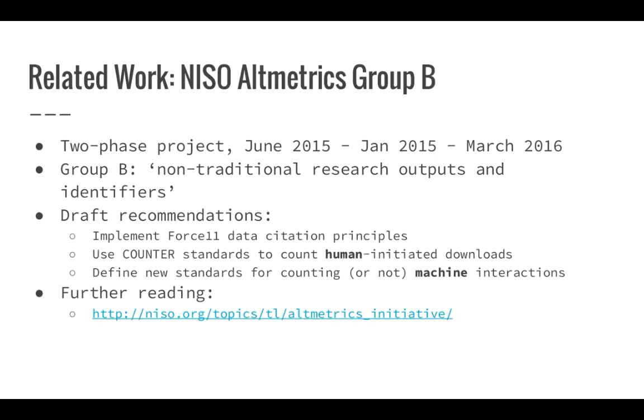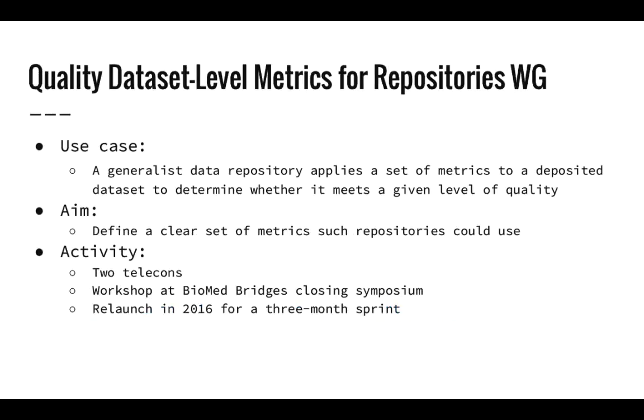So finally, I'd like to move on to the next slide, which is talking about the group that I'm chairing, which is the Quality Dataset Level Metrics for Repositories Working Group. We're taking a very specific use case of a generalist data repository, something that a university might set up. We also have a representative on there from Figshare.